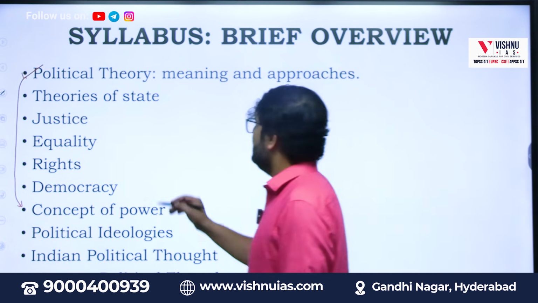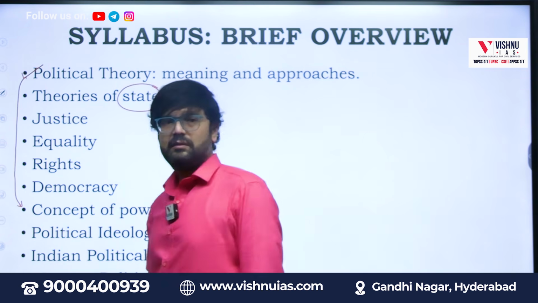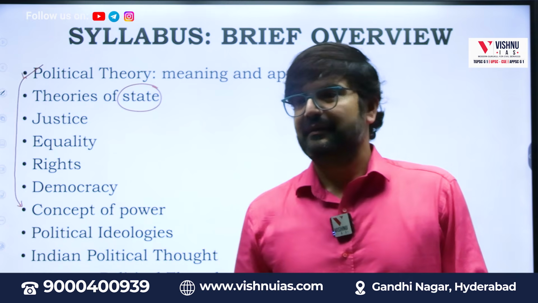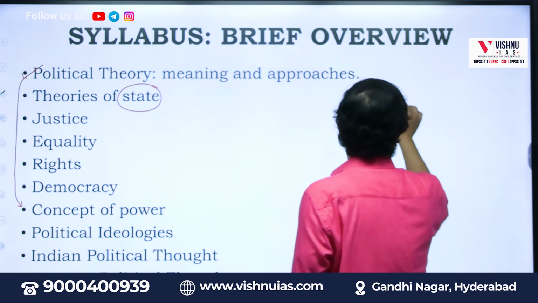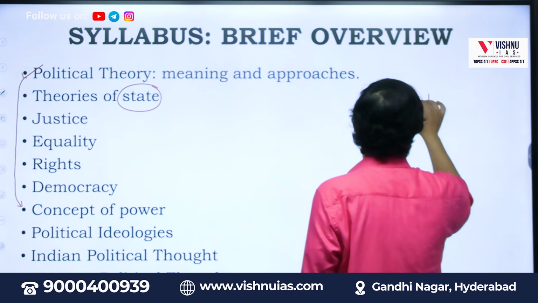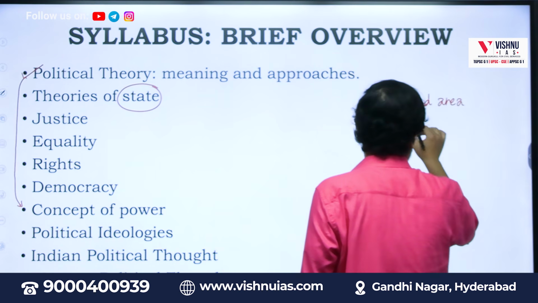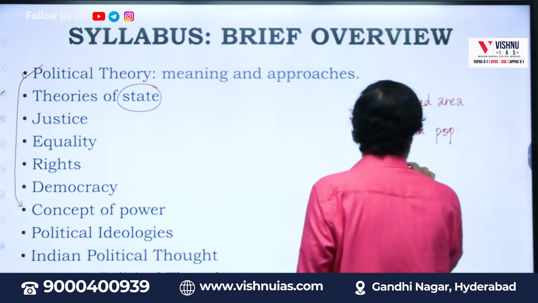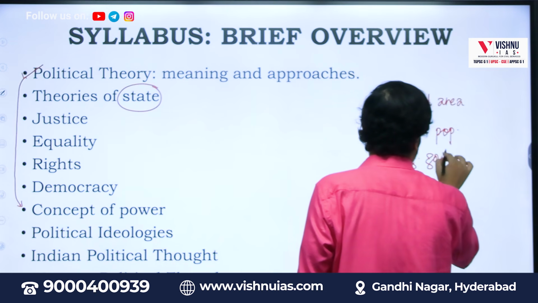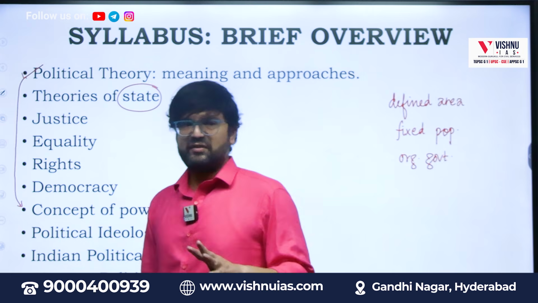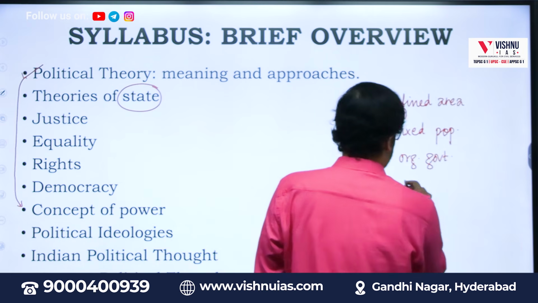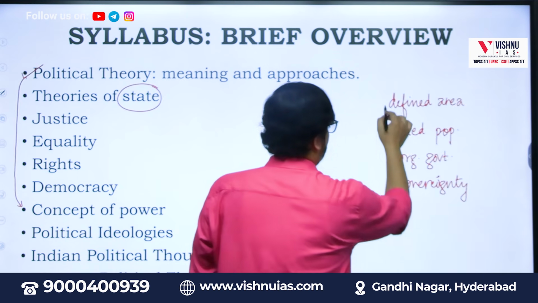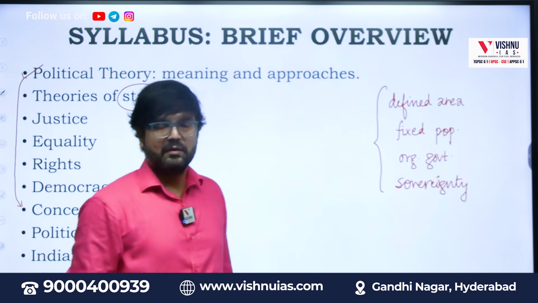Okay, state, as you know, what is a state? Country. Then why do we call it country? Geographical border. Okay, let me say, he says that state means anything which has a defined area. It has a fixed population. Then it has an organized government, and one more, 4 aspects. Sovereignty, the freedom to take decisions. 4 aspects make a state.